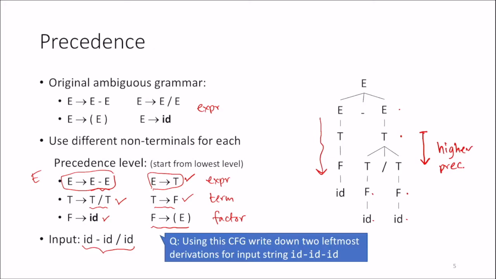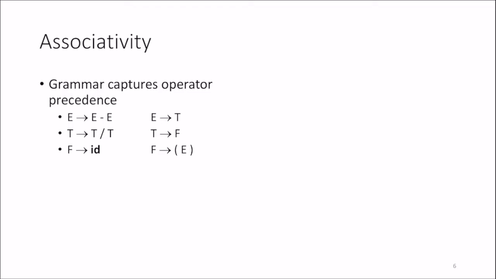So try to write down 2 leftmost derivations for the input string id minus id minus id using the same grammar. So you can see that this grammar is actually ambiguous because it has 2 leftmost derivations for this particular input string. So try and write down those 2 leftmost derivations. So here's the grammar that captures operator precedence. The previous question from the previous slide already sort of gave it away a little bit.